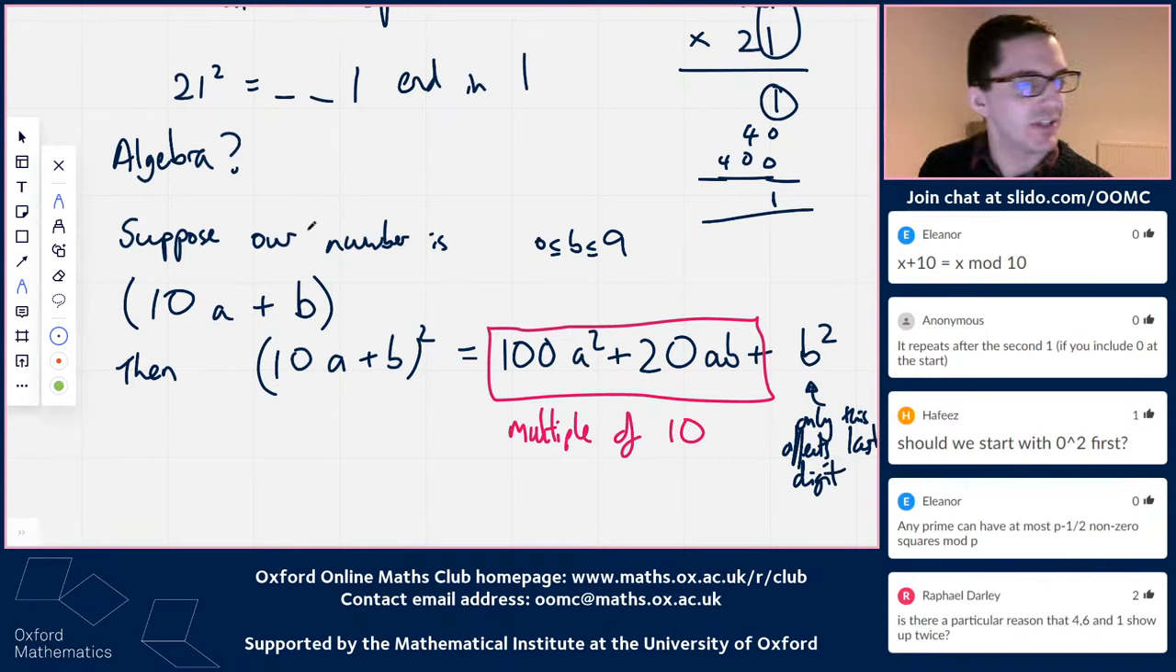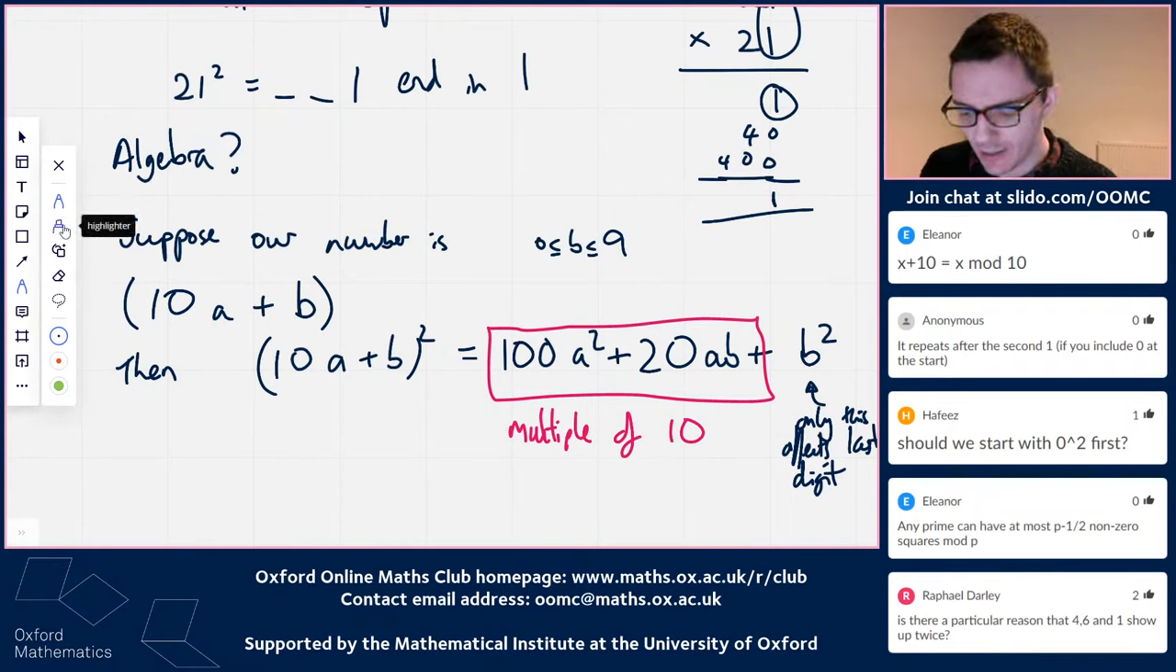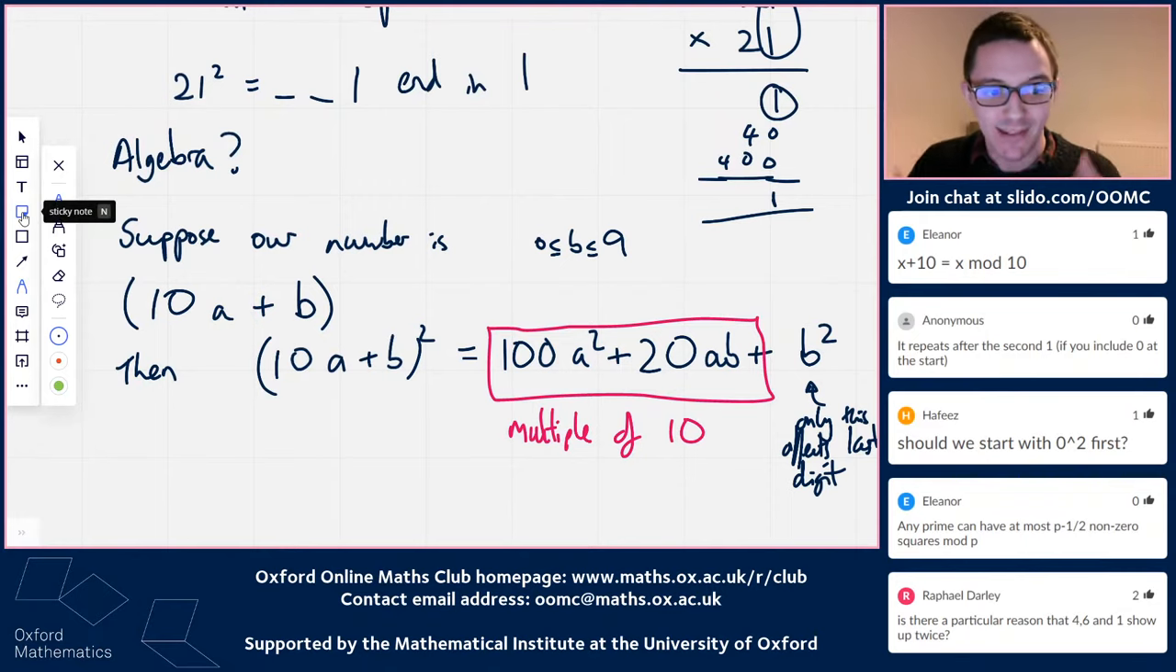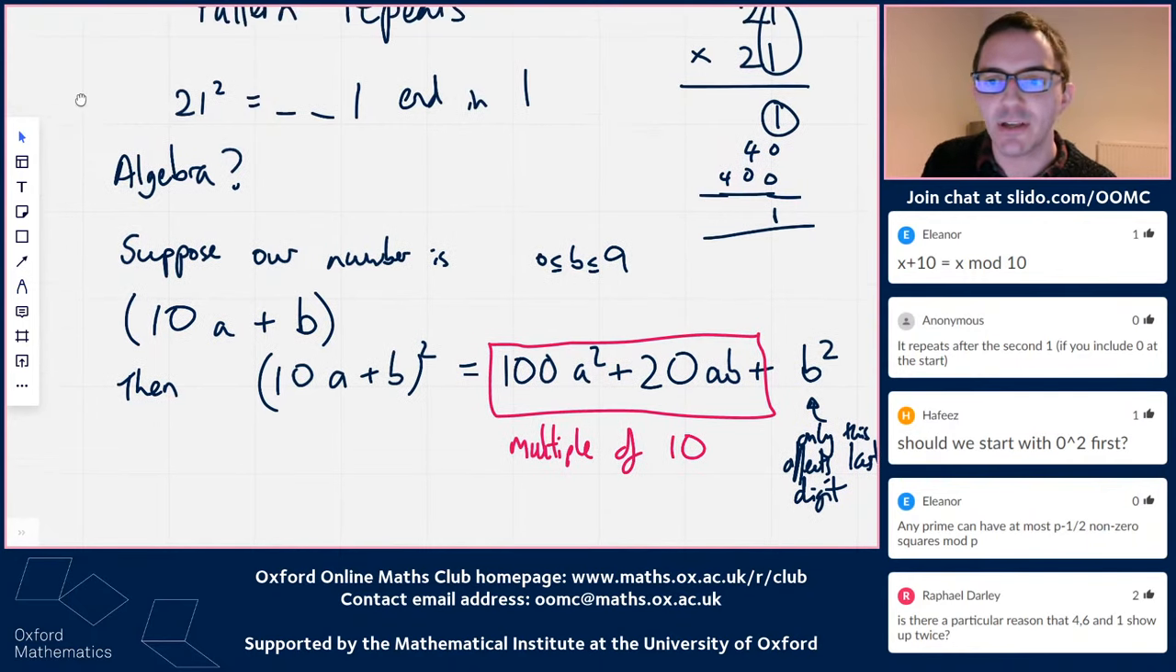Okay, what are people in chat saying? Oh, people in chat are saying x plus 10 is equal to x mod 10. That's an exciting notation for this idea about just looking at the last digit. That mod 10 notation in chat just below me, thanks, Eleanor, means ignore any multiples of 10. So two numbers are equal mod 10, or equivalent mod 10, if they differ by a multiple of 10. And there's some algebra that you can do with that notation. So if you're interested in that, you could look up modular arithmetic, which is what Eleanor's doing in chat just there. Good stuff.